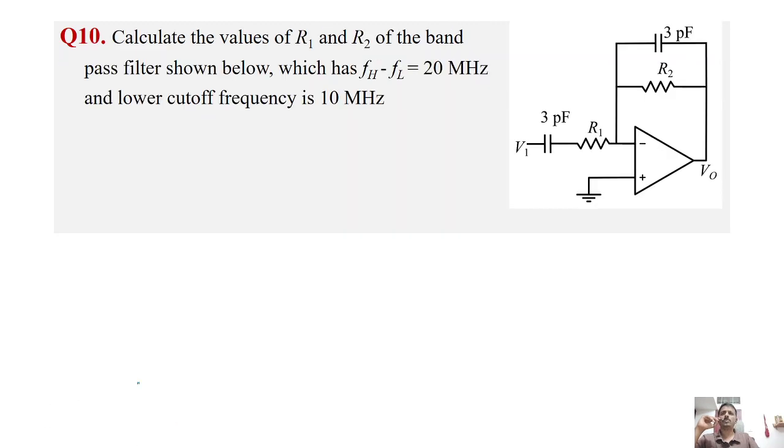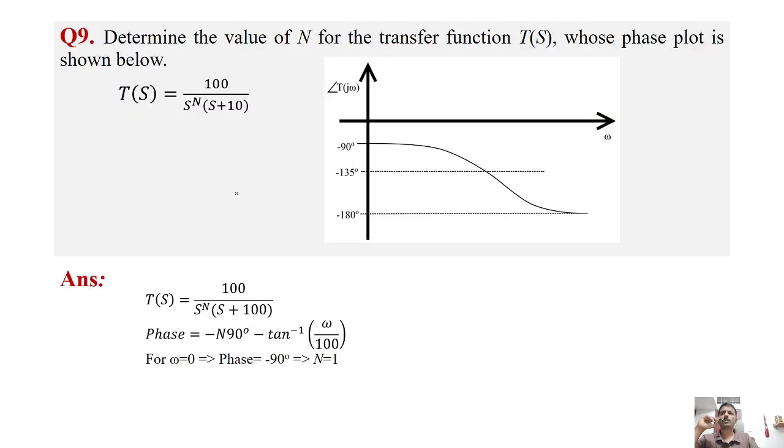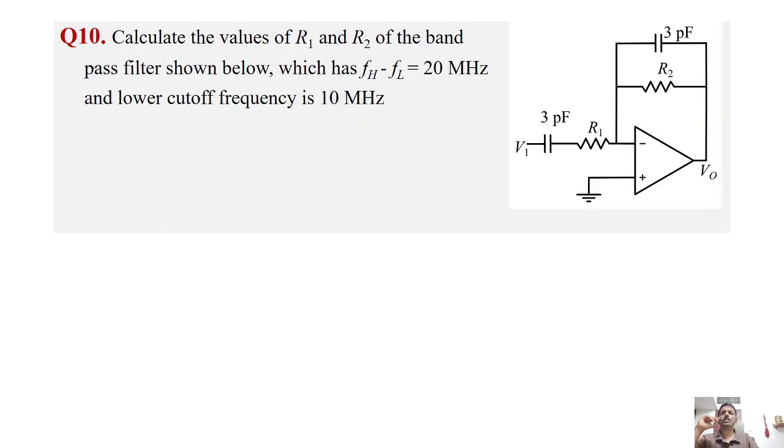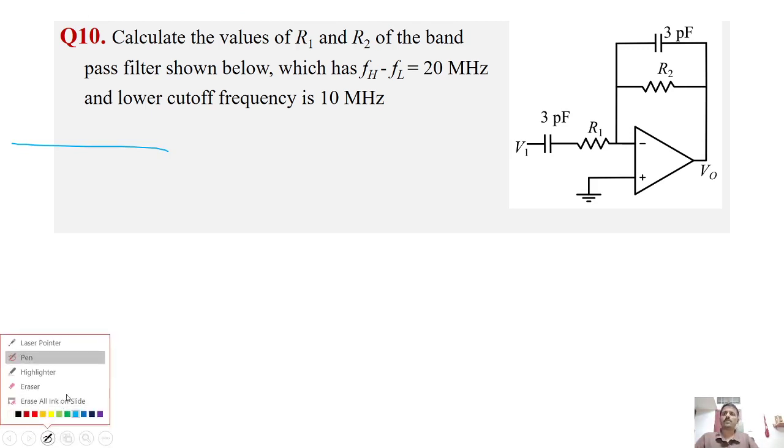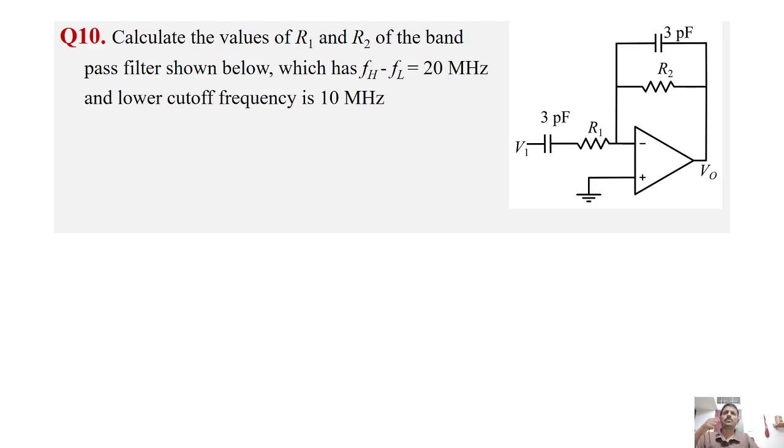Okay, now coming to question number 10. So this is all about the 9th question. Now coming to question 10. The question 10 is: calculate the value of R1 and R2 of the bandpass filter shown below.